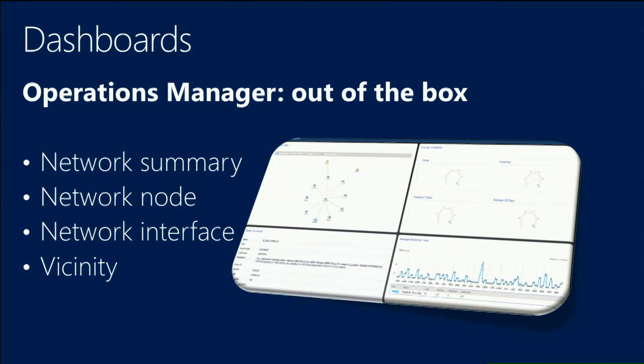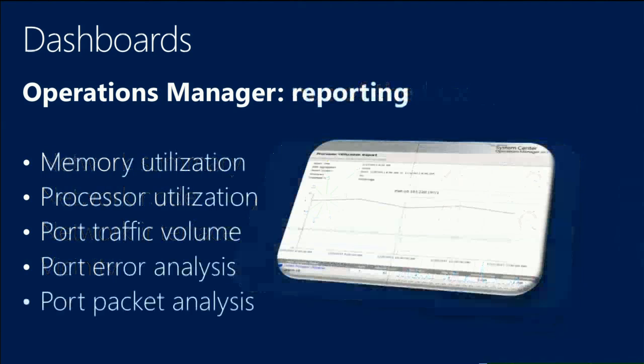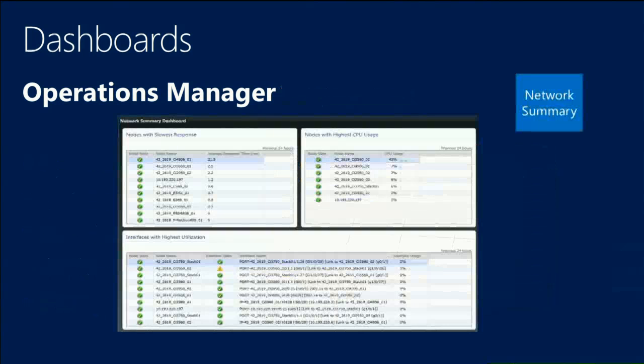Out of the box, you get the dashboards we just saw, things like the network summary, the network node, network interface, and the vicinity dashboard. And again, you could drill down from either of each to the next. You have some pre-canned reports on memory utilization, processor utilization, traffic volume, error analysis, port packet analysis, etc. And these are some of the screenshots.